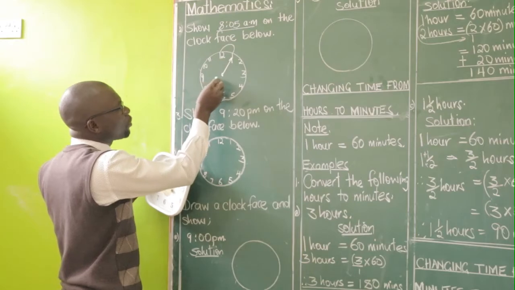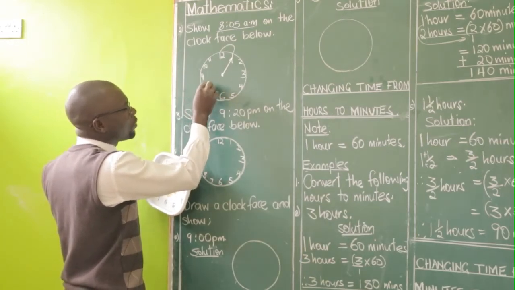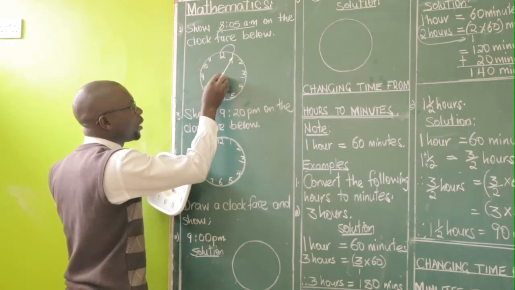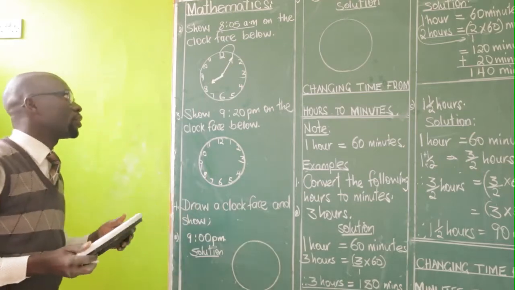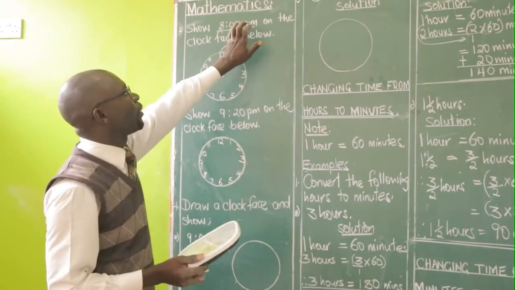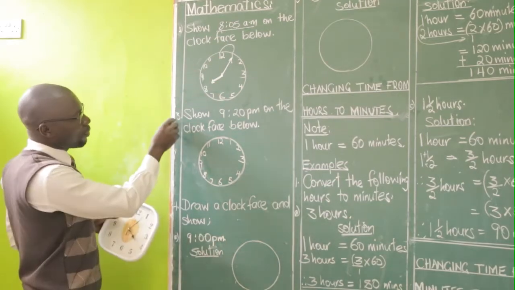Now the 8 here, the hour hand will not be in the middle of 9 and 8, but just slightly past 8. Remember, the hour hand should be shorter than the minute hand. So this is 8:05 a.m. This time is now morning time. So look at number 3.